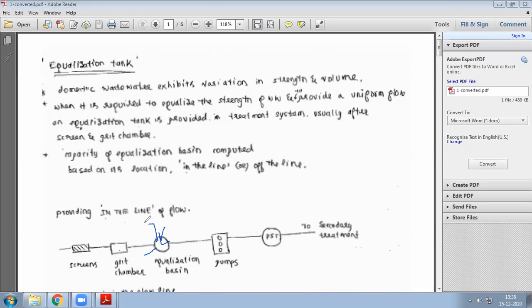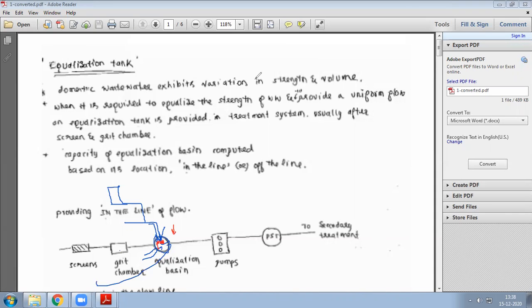Sometimes different processes make the flow go to one tank. The waste may be coming from different sources, even inside one industry. Here one waste is coming, and from another part another waste is coming. They make it flow to one single tank. So what happens? Everything gets neutralized here. Some reduction of pollution level happens before it reaches your treatment plants. So that is where we provide an equalization tank.